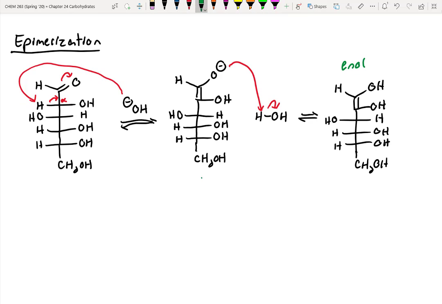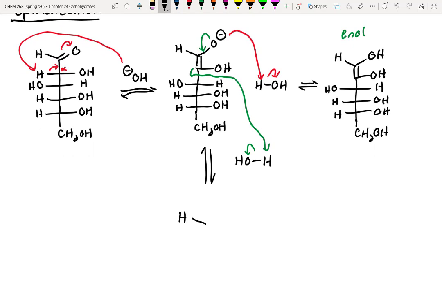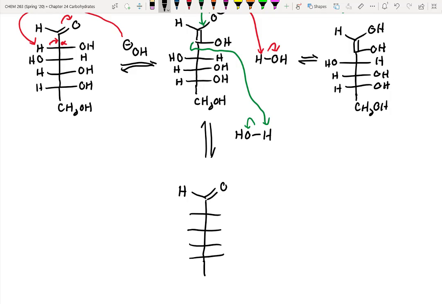So if we think about this going the reverse direction, this can also grab a proton from water through this mechanism, where instead of forming the enol right away, some of this enolate could react. Sorry, that's not the best arrow. And deprotonate water and go straight back to our aldehyde. And if that happens, we could get a mixture of two different products, because we've kind of lost stereochemistry at that top position, right? So we could just go right back to our starting material, which is D-glucose.